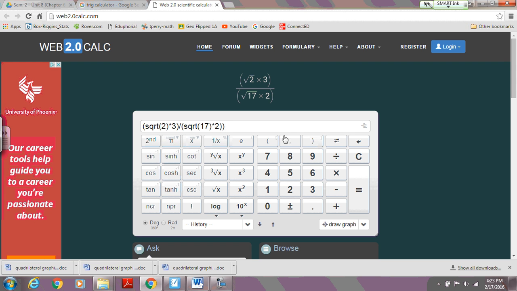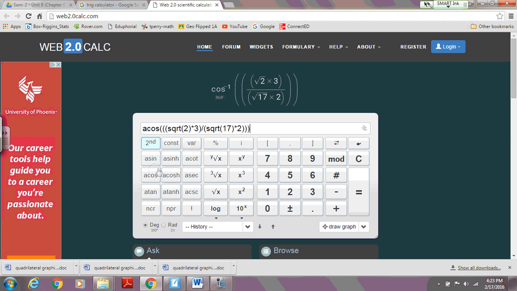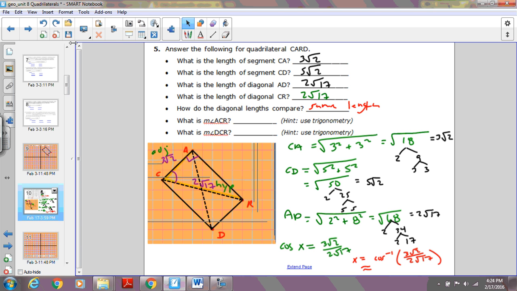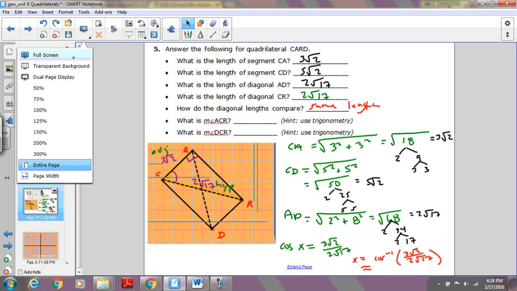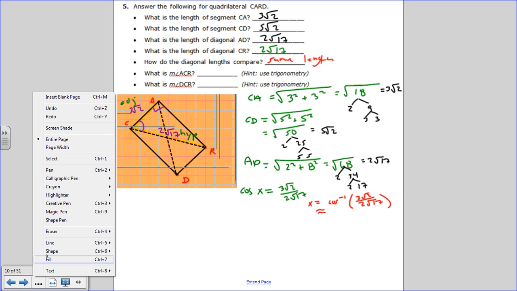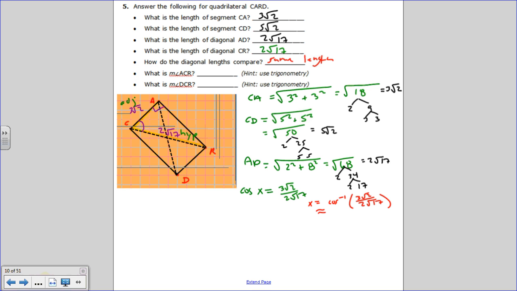You need a lot of parentheses using a calculator that's not the TI. So I want to second, cosine, all of that. Boom. And that would equal about 59.0 degrees. About 59 degrees. That's a lot. Again, if you had the TI, it would be so much faster. But if we don't have the TI, we have to use our resources wisely. So the angle is about 59 degrees.